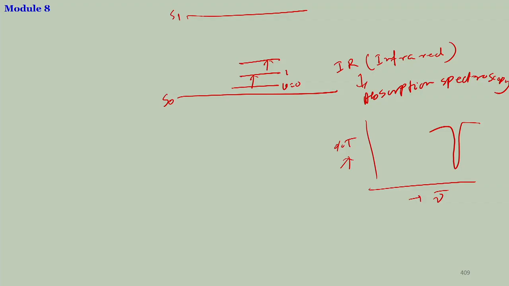Now, I have a tricky question. If you compare the electronic transition and the vibrational transition, which one would require more sample? Which one would be more sensitive? Sensitive means higher signal to noise ratio.